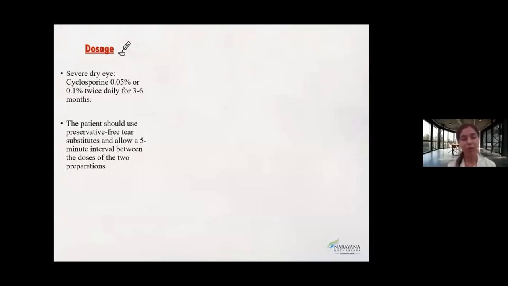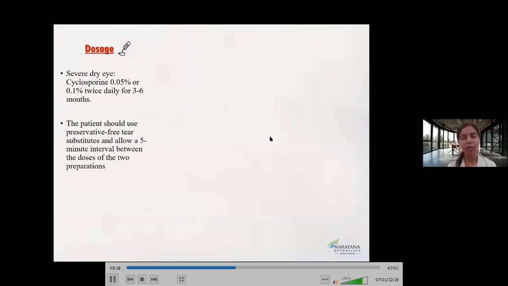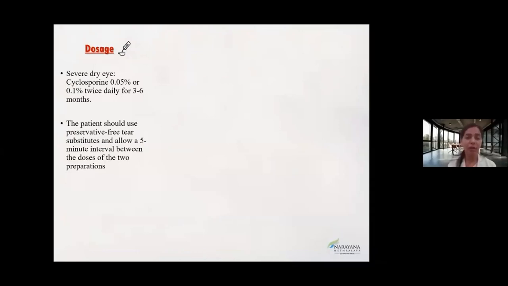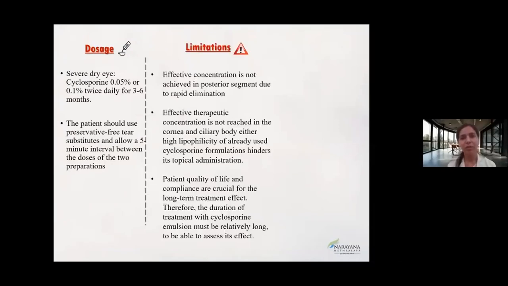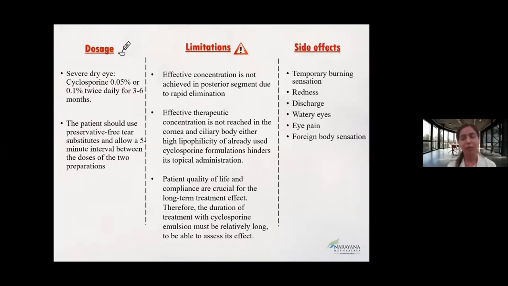And because they are very slow acting in their onset of action, it is usually given for at least 3 to 6 months. Obviously, other adjunct medications like the lubricants and gels have to be continued. The limitation is that because of its high lipophilicity, it does not have a very good penetration into the eye. So that we must remember.